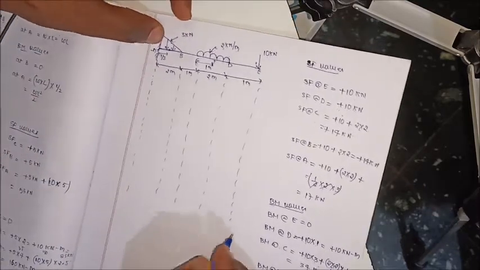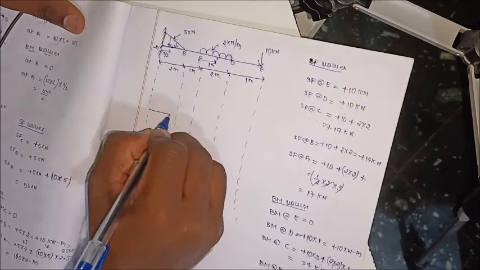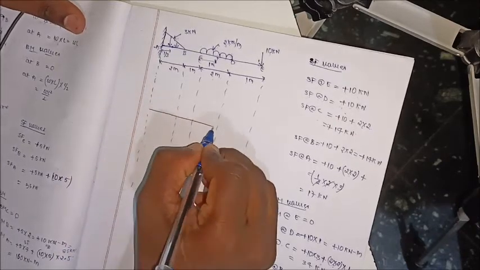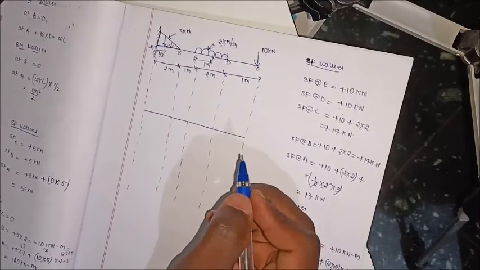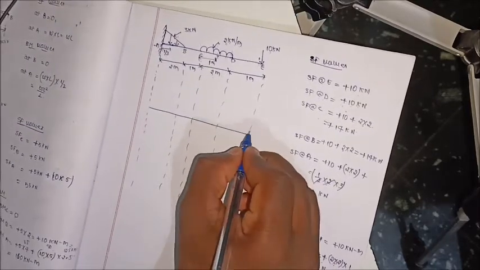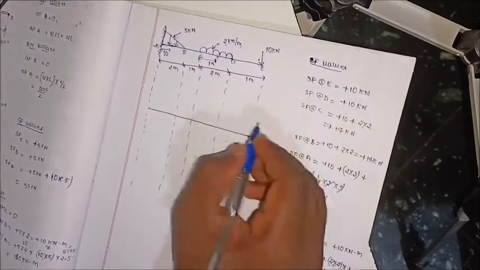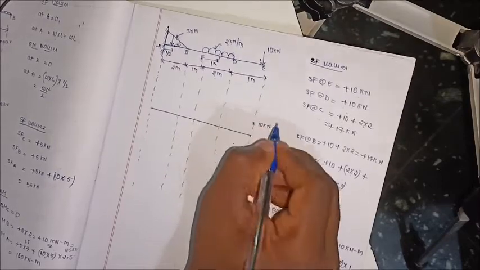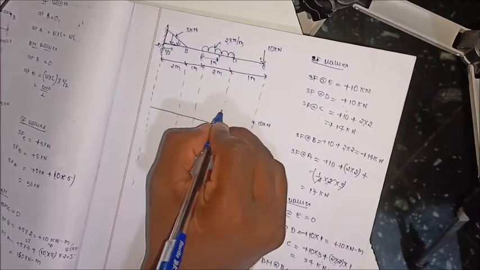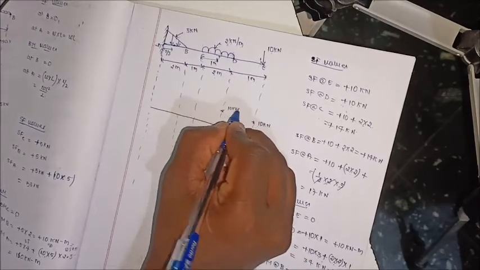Then draw the shear force and bending moment diagrams. Initially, draw the baseline. So this is the baseline. The shear force value at E, this is the point E, is 10 kilonewtons. Here 10 kilonewtons. At D also 10 kilonewtons.